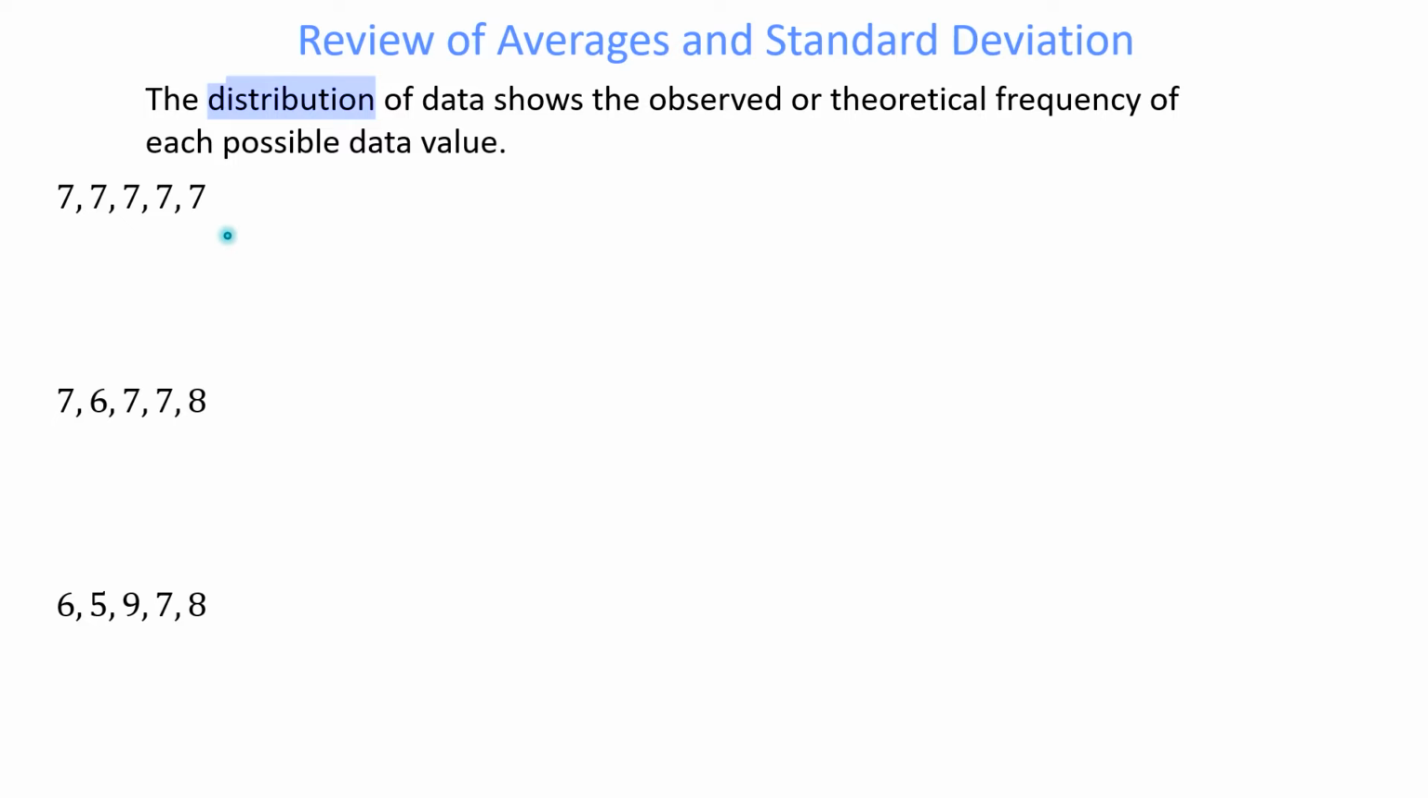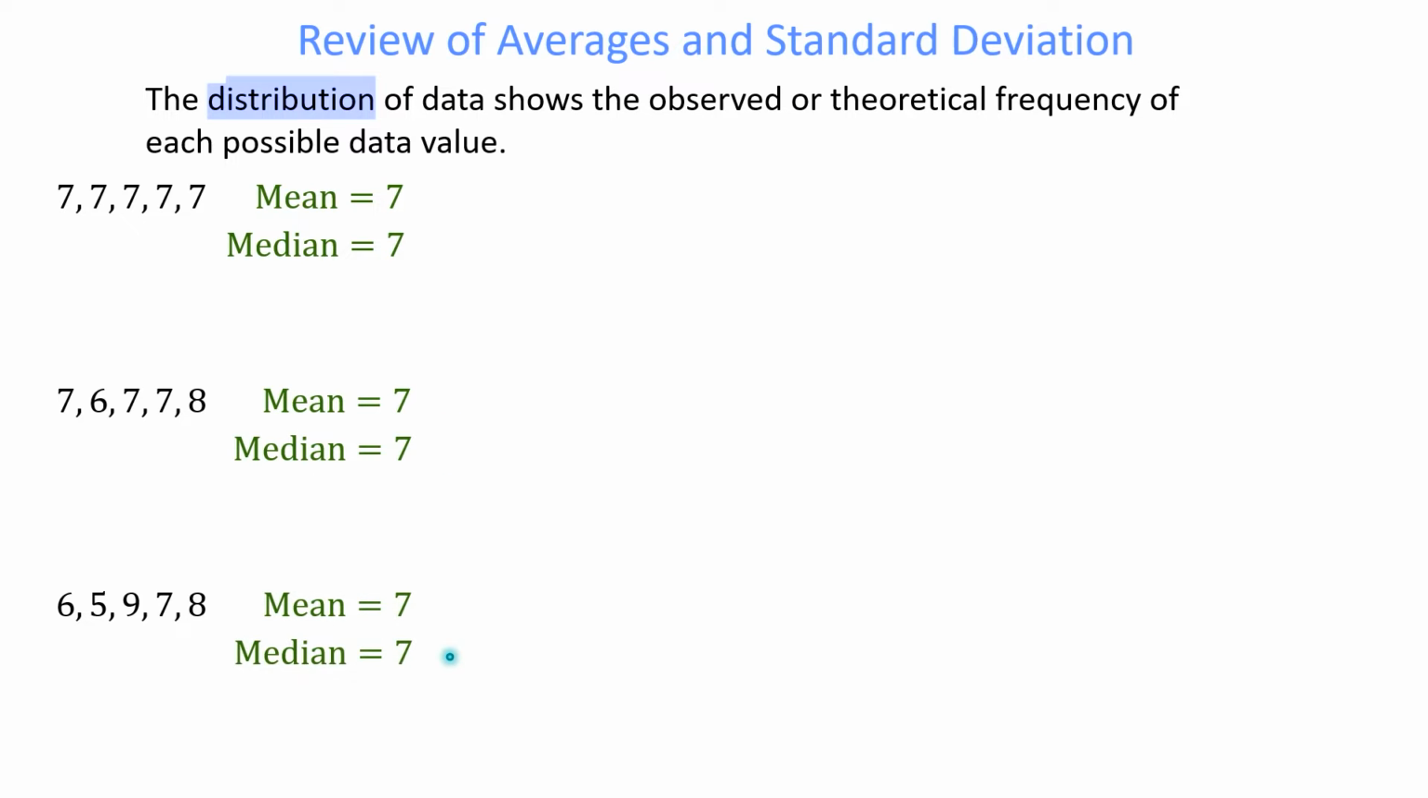Now imagine these 3 data sets are samples taken from different larger populations. If we work out the averages for these 3 data sets, we get the mean and the median is 7 for all 3 data sets. Now these are sample statistics.